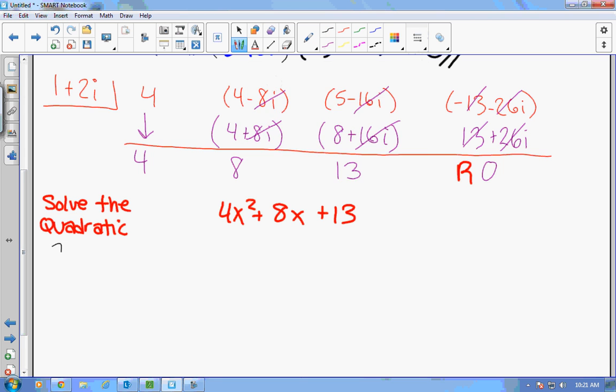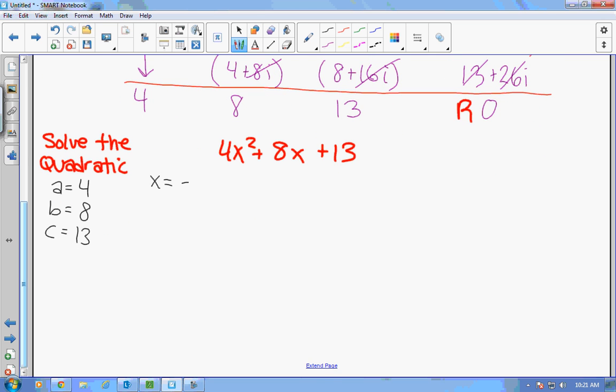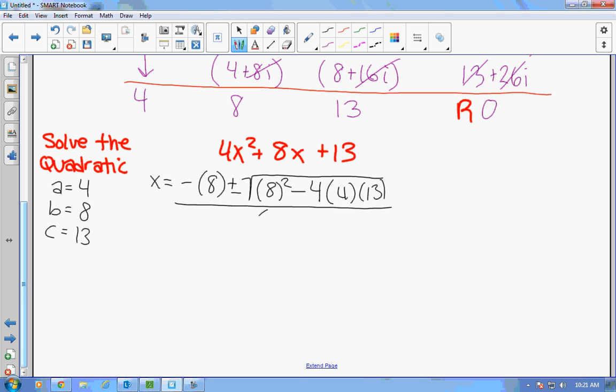What is A? 4. B is, C is. Okay, let's sing the song. How does it go? It's negative B plus or minus square root B squared minus 4AC all over 2, what? 2A. Okay?